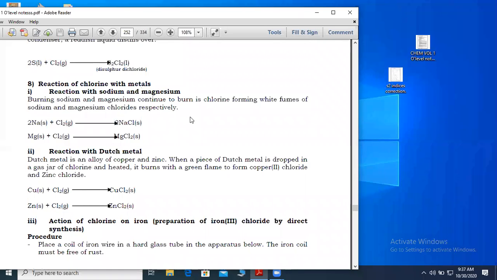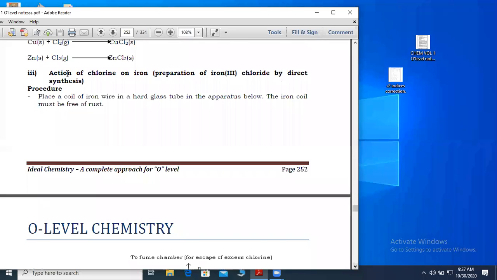Sodium plus chlorine with metals. Sodium plus chlorine, we form sodium chloride. Then magnesium plus chlorine, we form magnesium chloride. These ones, we looked at them. But I want to take you to the most important reaction of chlorine, you people. Action of chlorine on iron. This is very, very important and very common.